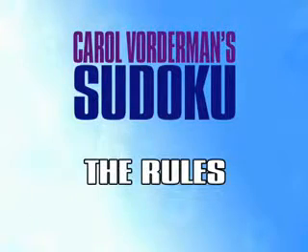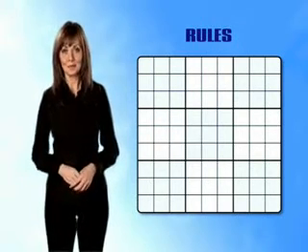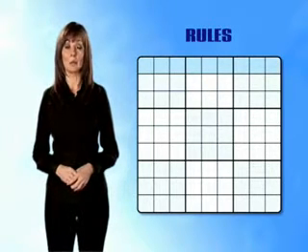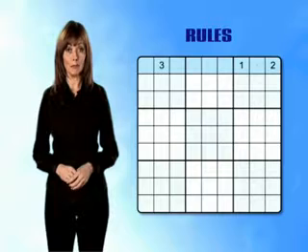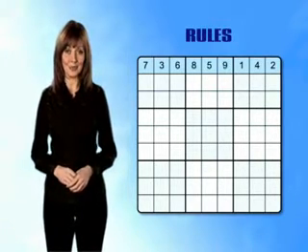The rules of Sudoku. Now we know what Sudoku looks like, we need to know how to play it. There are only 3 rules, and they are very simple. Rule number 1. In each of the 9 rows, you must have each of the numbers 1, 2, 3, 4, 5, 6, 7, 8, and 9.